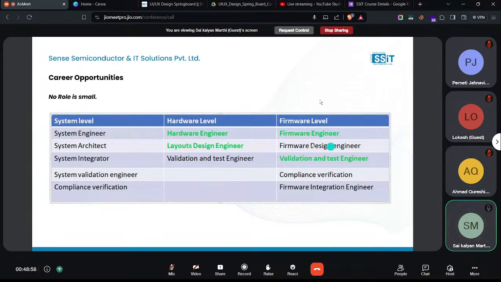So: firmware engineer, firmware design engineer, validation test engineer. Again, here comes compliance verification, because software will have compliance verification. Firmware integration engineer, as I said, we have different modules, and we are going to integrate them. Okay, these are the career opportunities in a broader view.